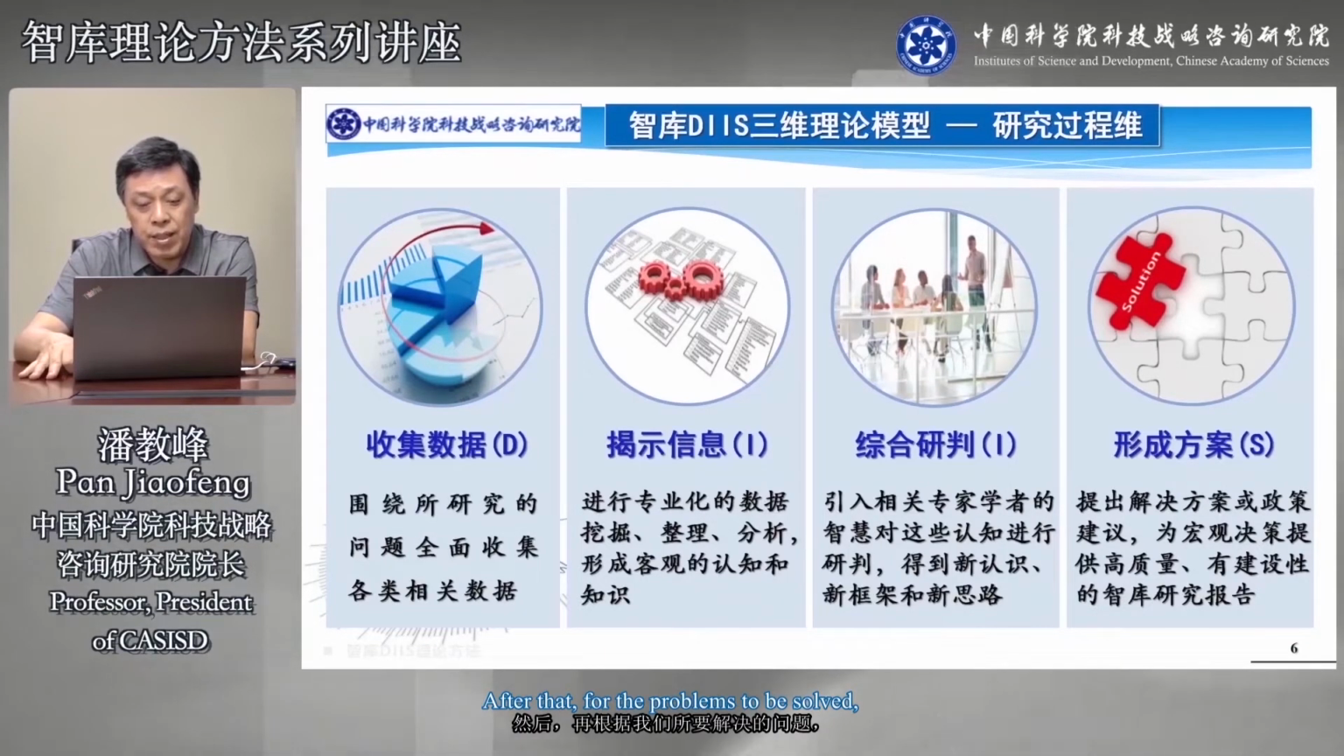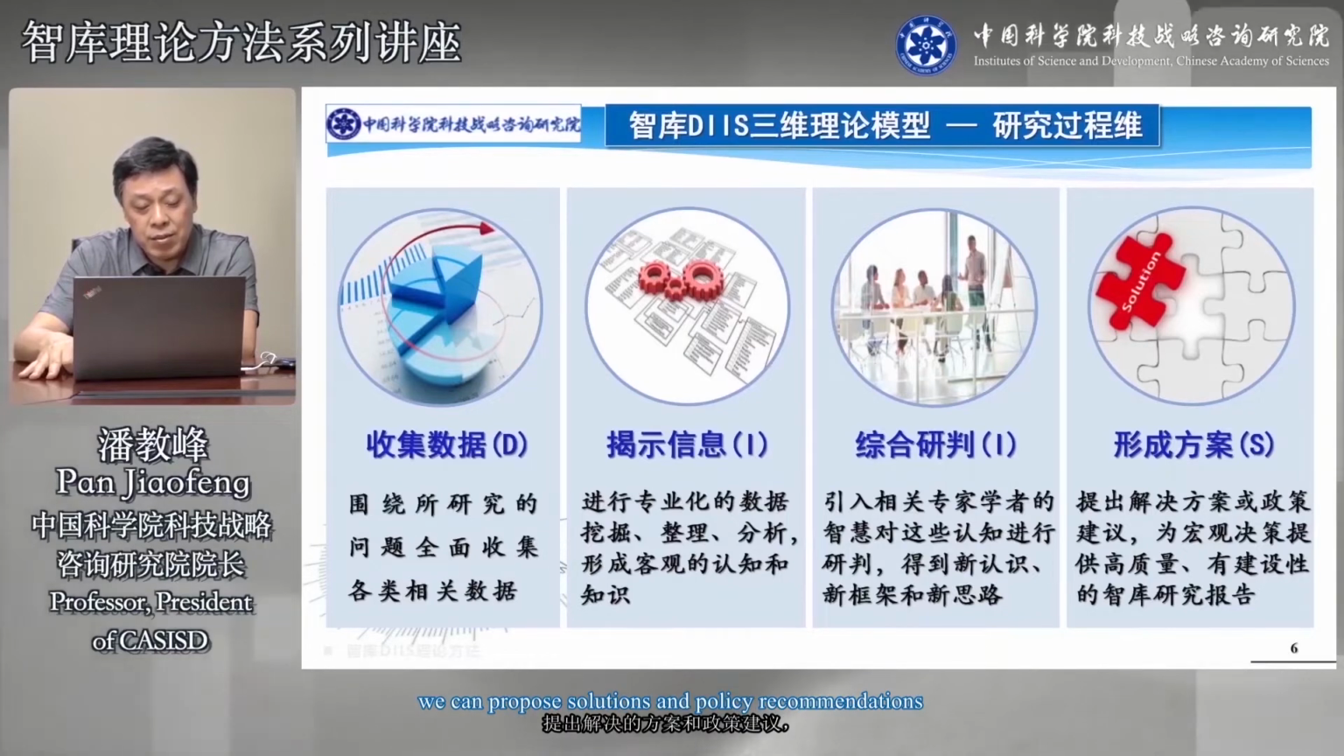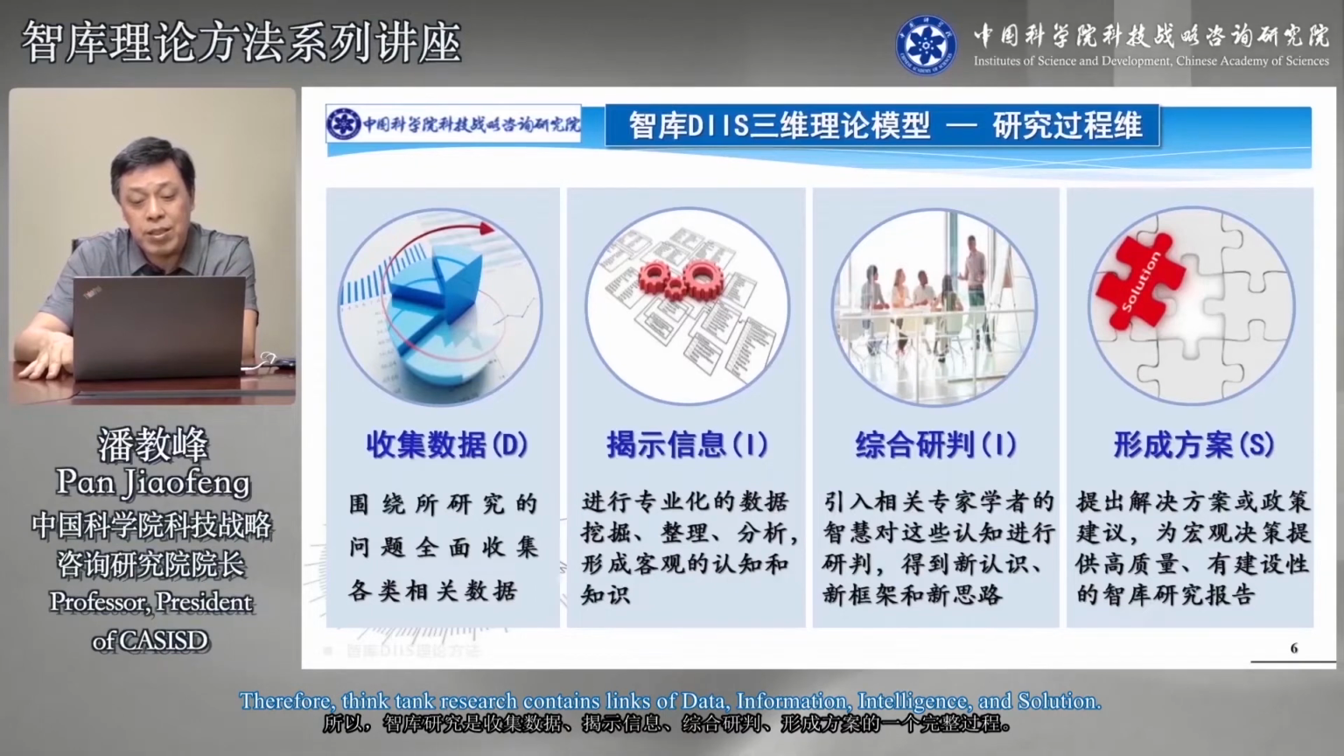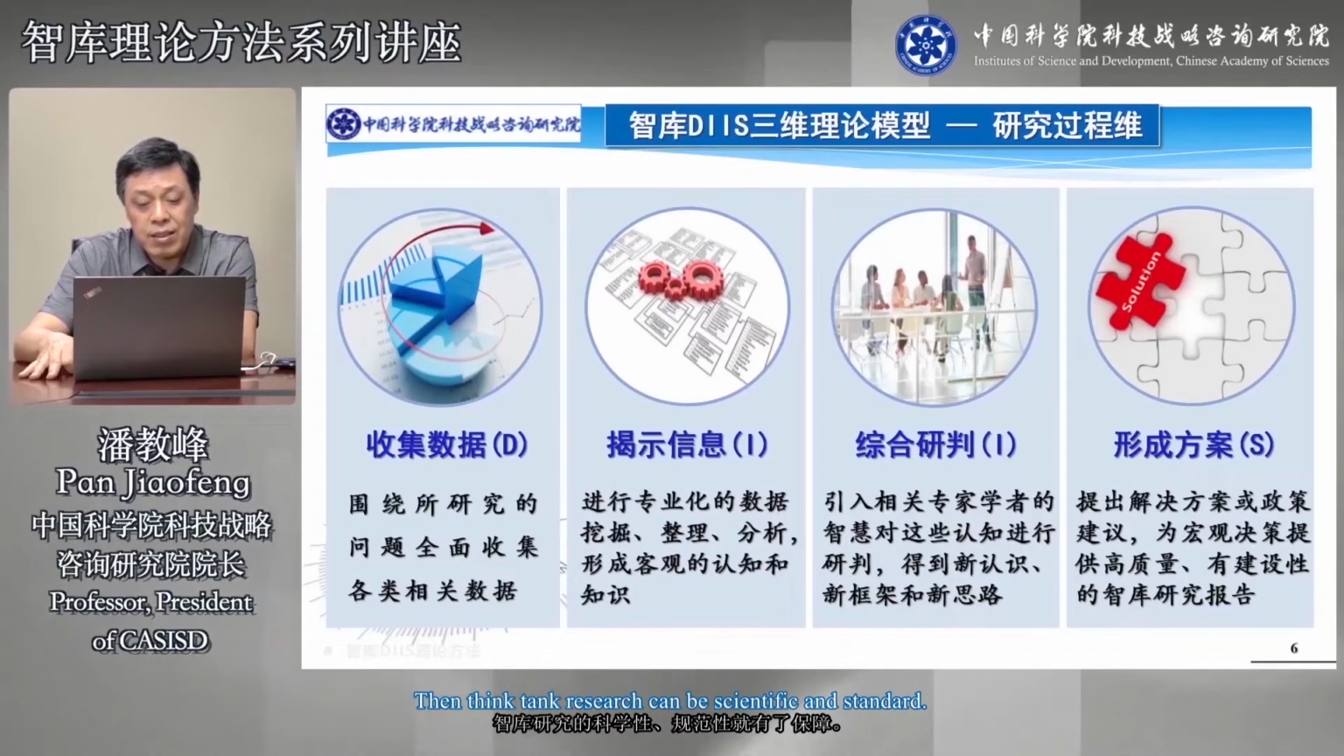After that, for the problems to be solved, we can propose solutions and policy recommendations to provide high-quality and constructive research reports for macro decision-making. Therefore, think tank research contains links of data, information, intelligence, and solution. Then think tank research can be scientific and standard.